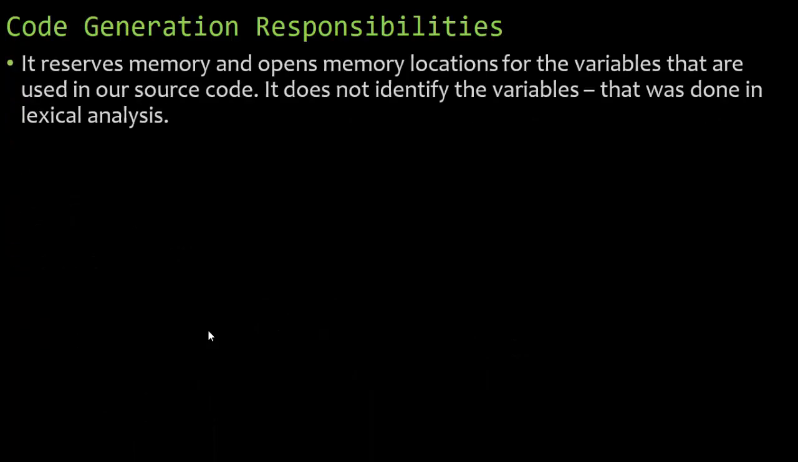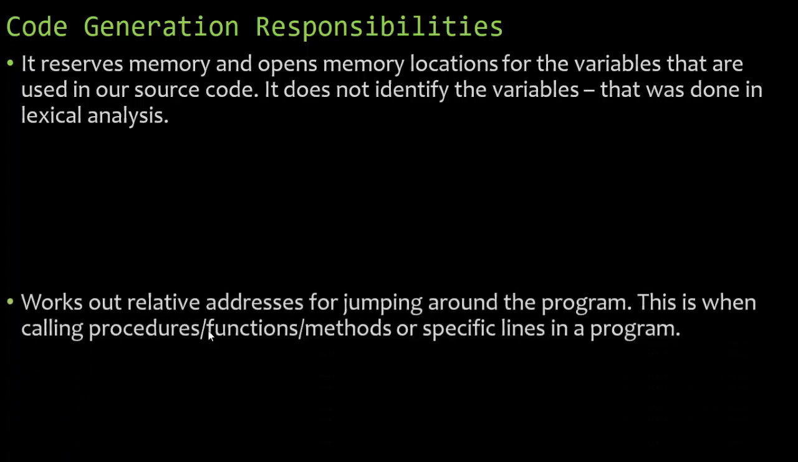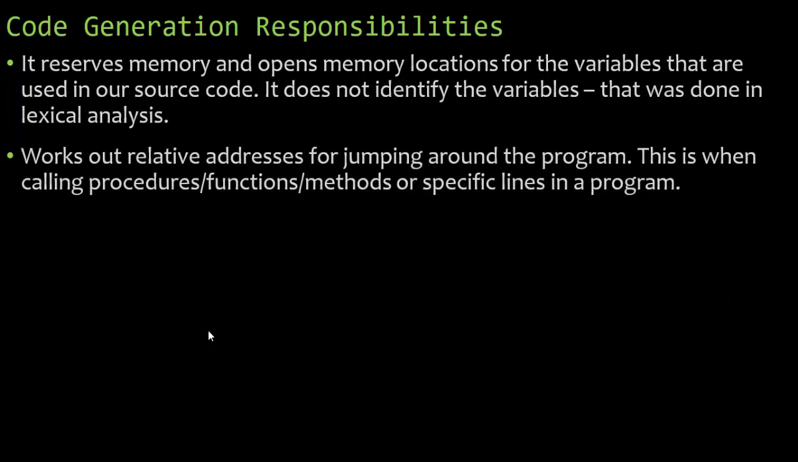Well, it reserves memory and opens memory locations on the RAM for the variables that are used in our source code. Now, it doesn't identify the variables. We already did that back in the lexical analysis stage. It works out relative addresses for jumping around the program. This is when you call procedures, functions, methods, or specific lines in a program.